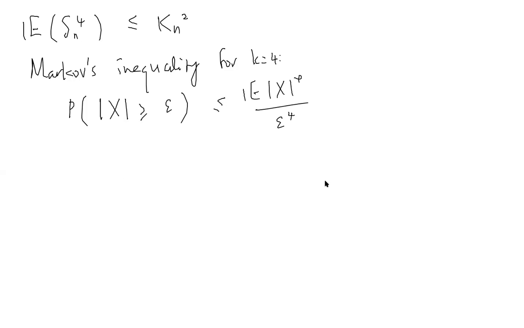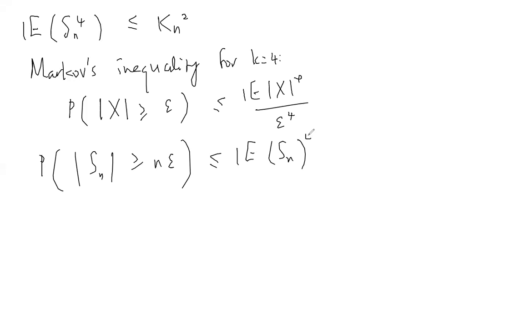Okay, so here we will have our x as Sn. So instead of having epsilon, we have n epsilon. So this is bounded by the expectation of Sn to the power 4, since it's an even power, with the absolute value it doesn't matter, over (n epsilon) to the power 4. Okay, this one whole thing.